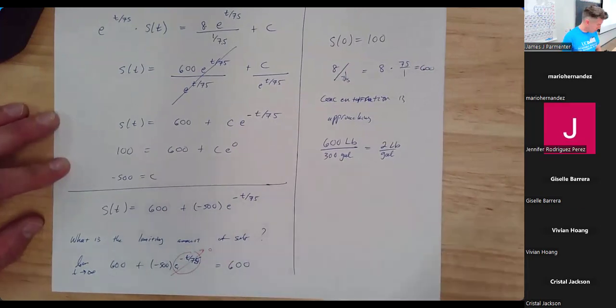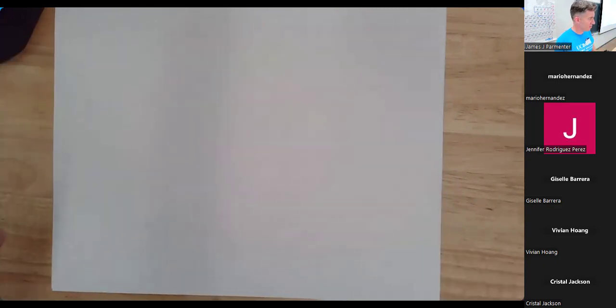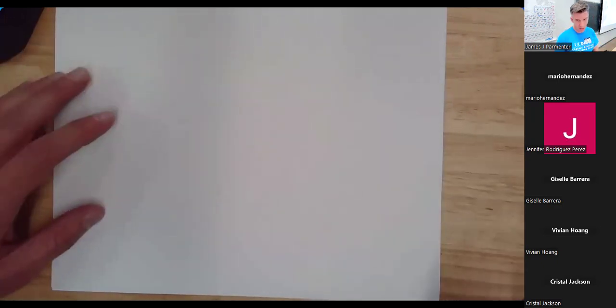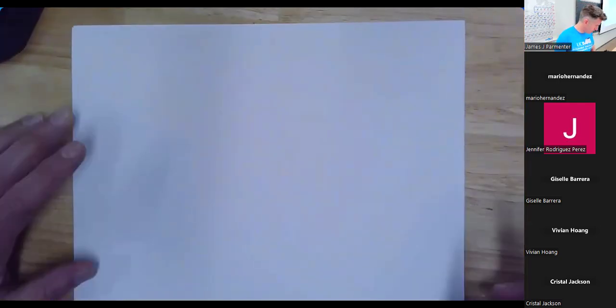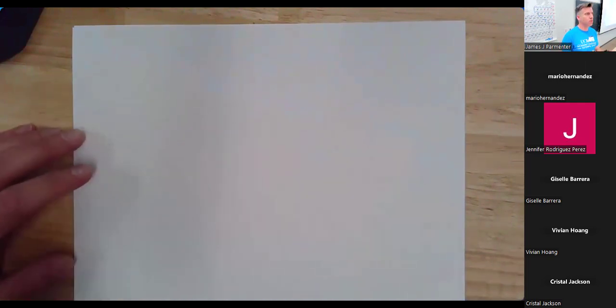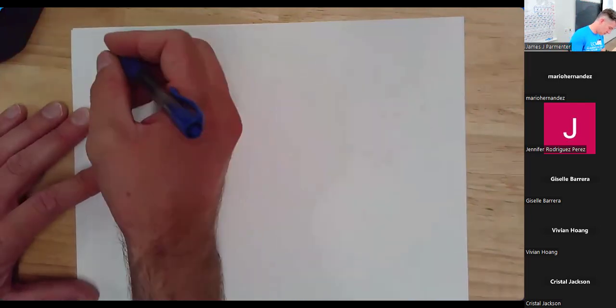Okay. So people had questions. Some people asked questions about improper integrals and area. So let's say that we have an example here. Sure. Let's do two improper integrals. Let's do this one.